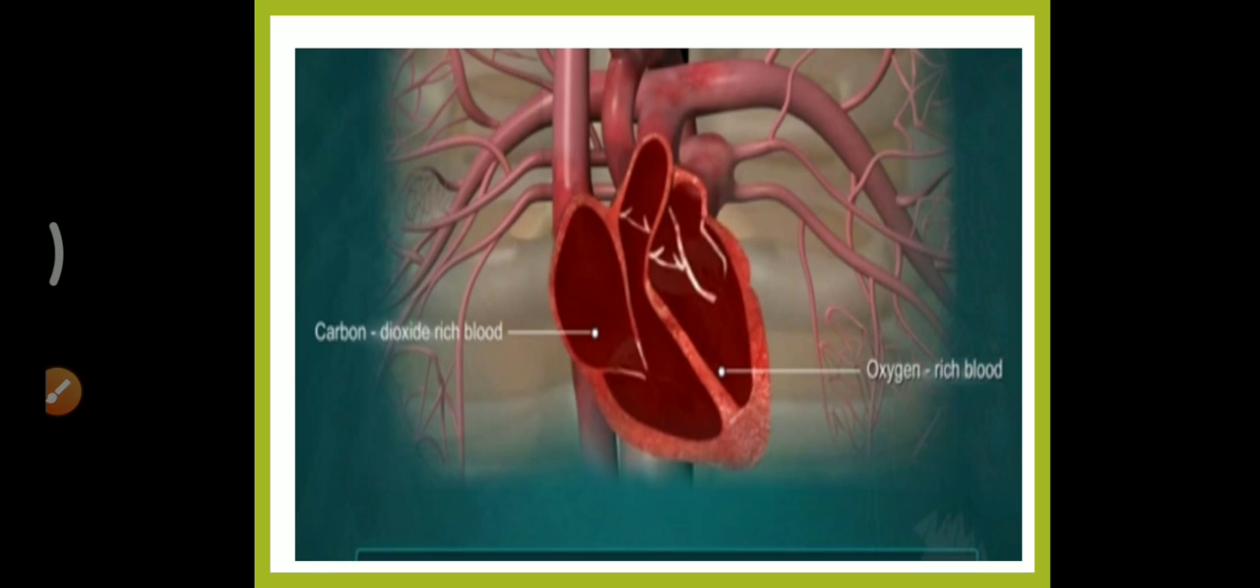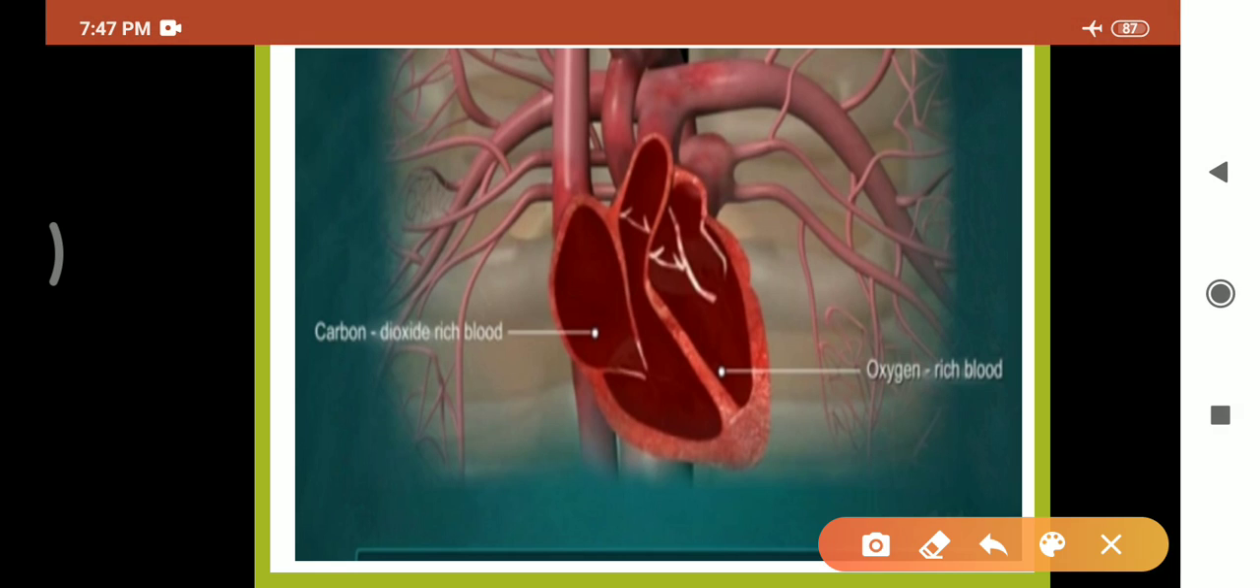In the heart, both types of blood, oxygen rich blood and carbon dioxide rich blood, flow. In this picture you can see the heart is divided. So here this area is for oxygen rich blood and this area is for carbon dioxide rich blood. Right? How is it possible? Let's see in the next slide.